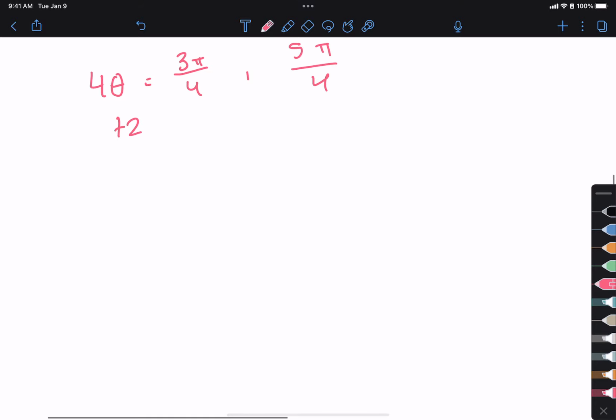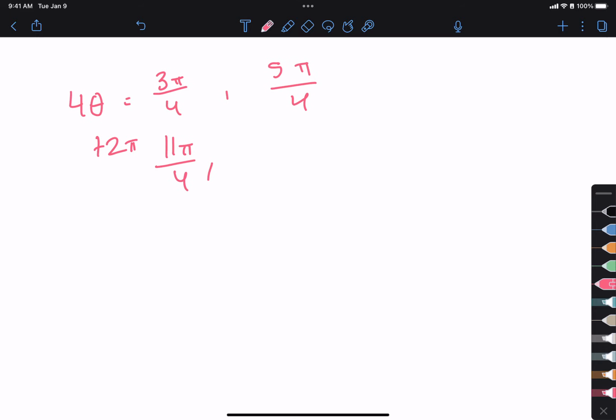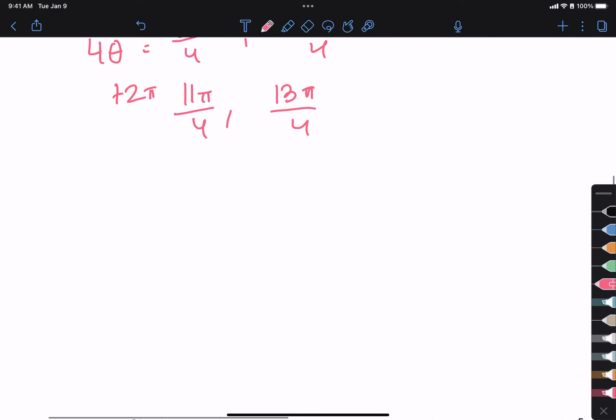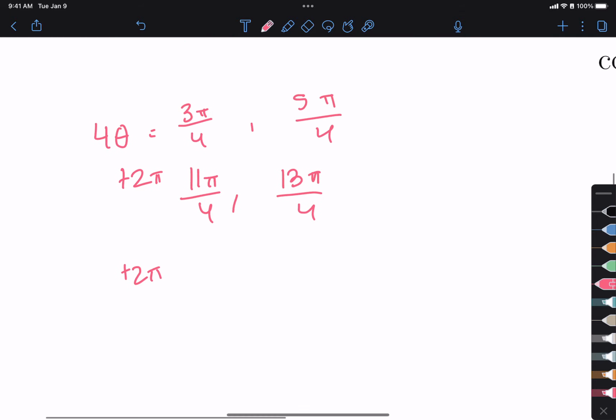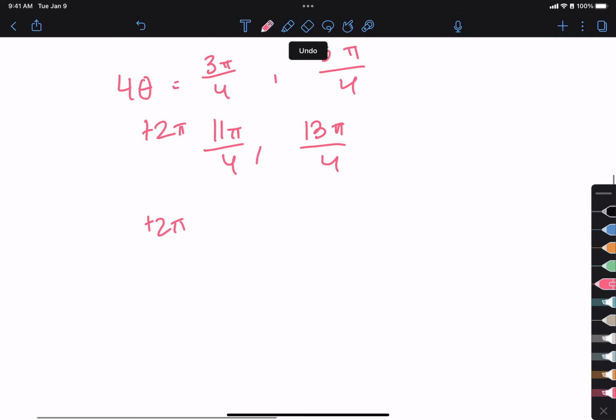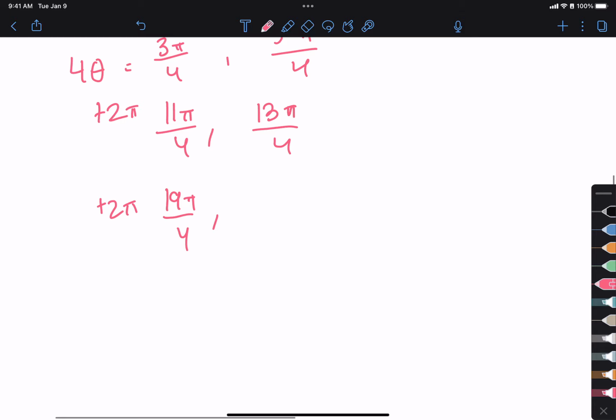So we add 2 pi here. And 3 pi over 4 plus 2 pi is going to be 11 pi over 4. And then 5 pi over 4 plus 2 pi is going to be 13 pi over 4, right? And then you're going to add 2 pi again because we want 4 values in each column. So if we add another 2 pi, this is going to become 19 pi over 4. And this is going to become 21 pi over 4.